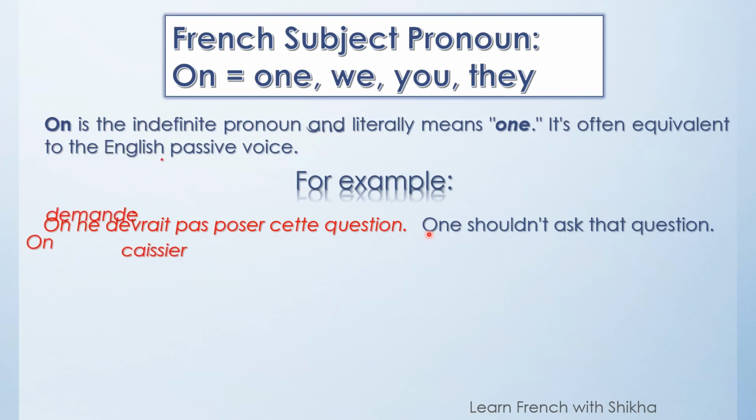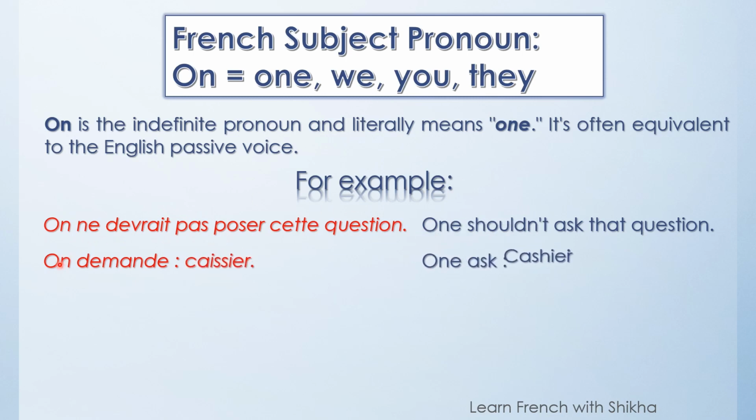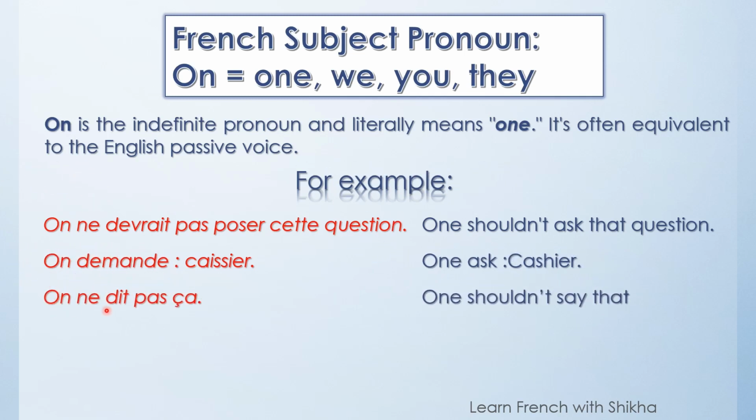Next, on demande caissier, one asks cashier. So one is asking the cashier, it can be anyone. We are not pointing out any one particular person. It's a normal conversation. On a deep pasa, one shouldn't say that.